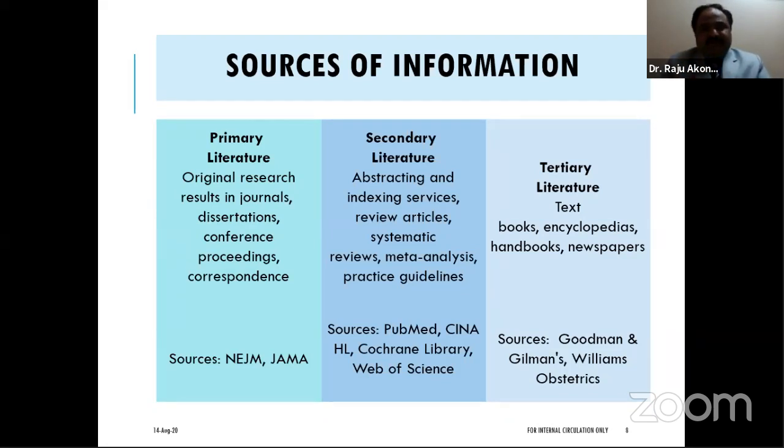Then you can reach that particular agency. Tertiary literature is also available, like textbooks, encyclopedias, handbooks, and some newspapers which publish health columns and other health-related information. Some examples are also given here, such as Goodman and Gilman's book on therapeutics. So you have primary, secondary, and tertiary literature. From these sources, you get the results of the studies which are published or available. Then you need to evaluate them.